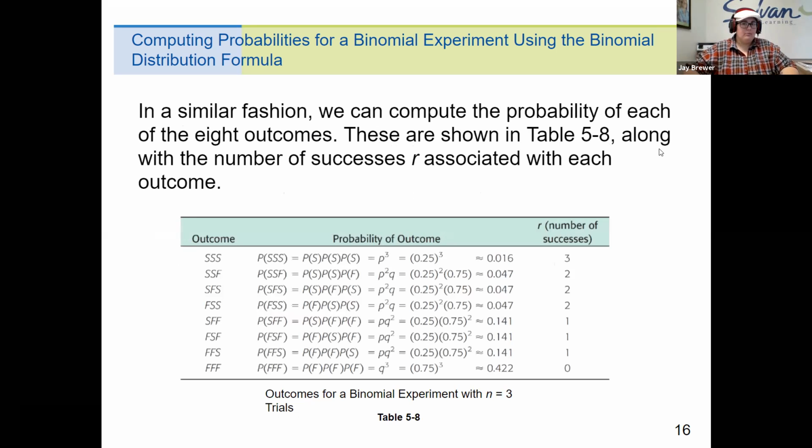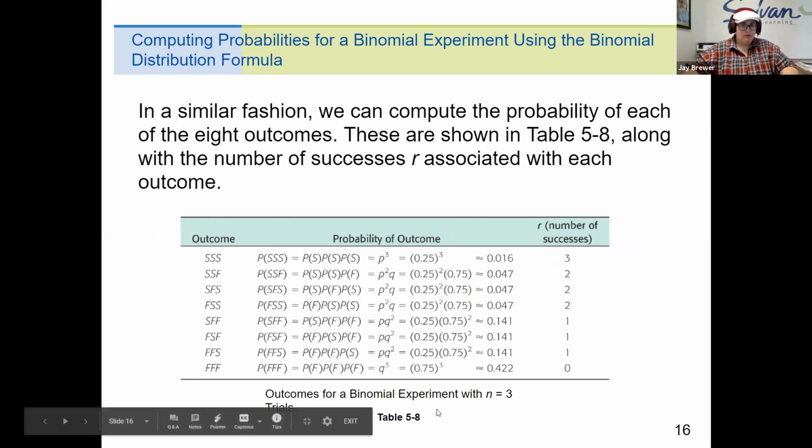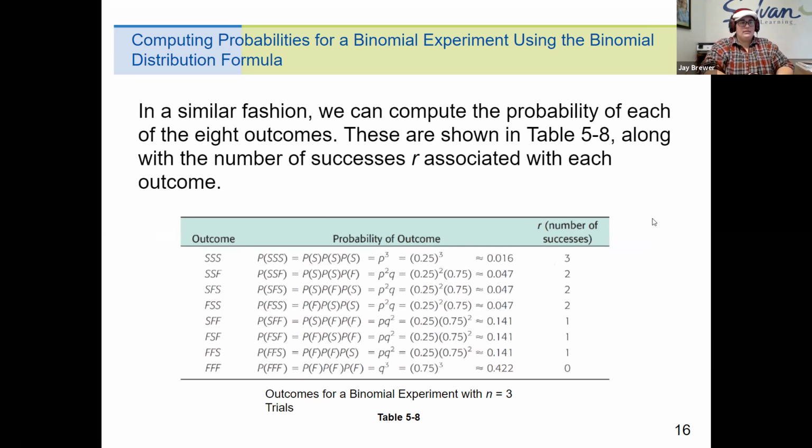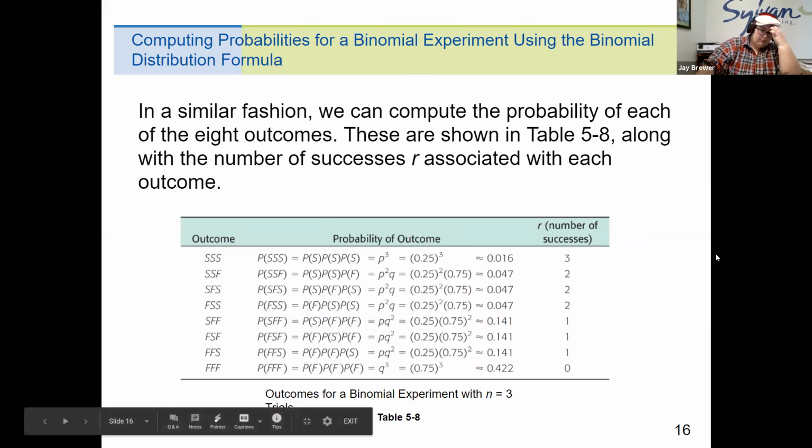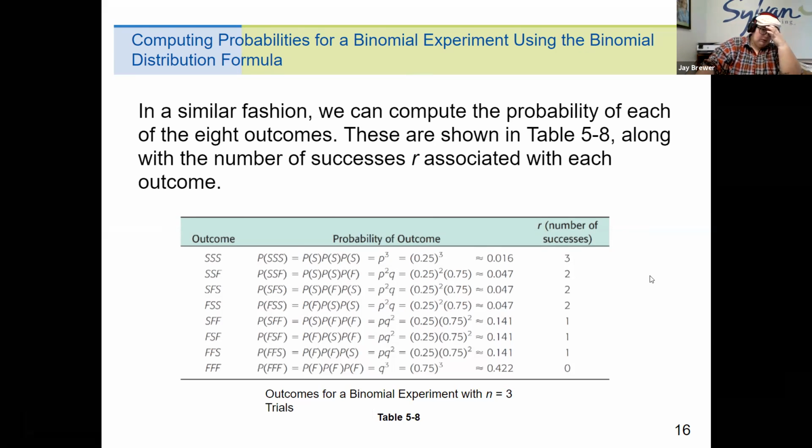These are shown in table 5.8, along with the number of successes R associated with each outcome. Okay, so here's this nice little table. Again, if you have a physical copy of your book, it's easier to look at. If you do not, if you have an iPad or some other kind of e-reader, then you may want to pull your textbook up on the e-reader while you're working through your homework so you can have a reference.